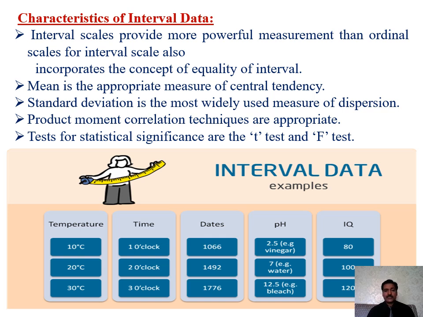Product moment correlation techniques are appropriate. So in interval data, we can find correlation as well. Tests for statistical significance are the t-test and f-test. So here in interval data, we can apply the t-test and f-test for testing the hypothesis.